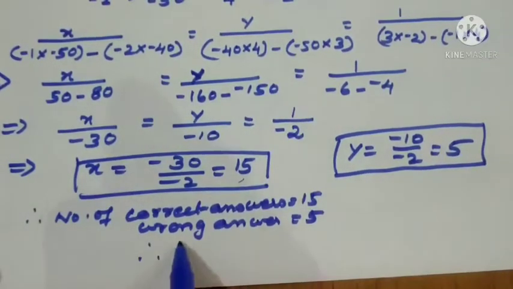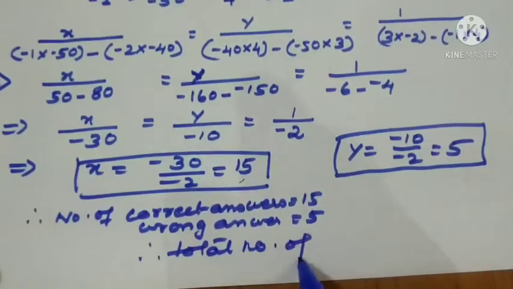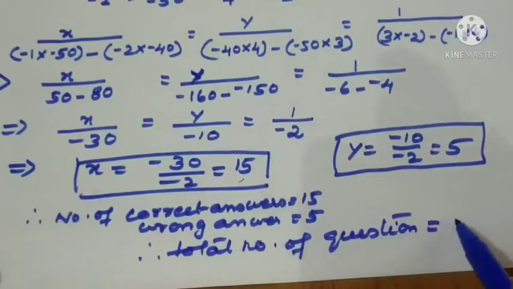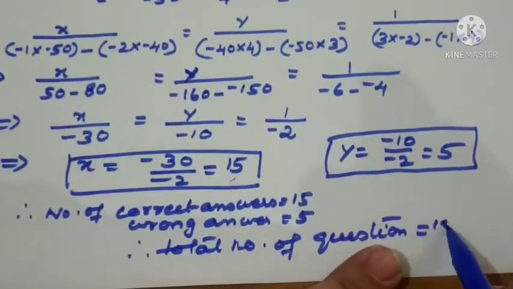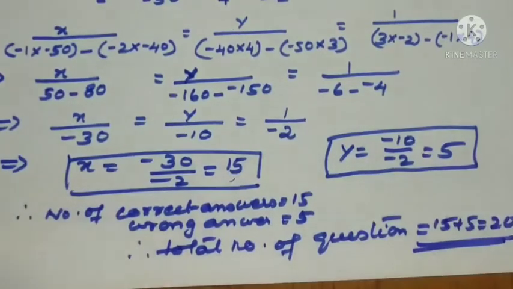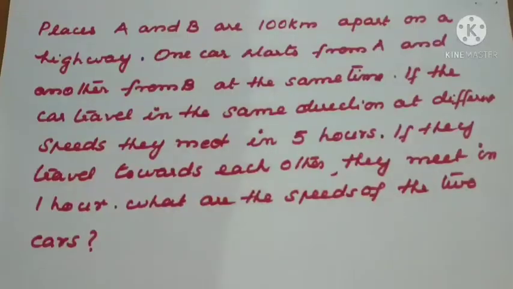Therefore the total number of questions equal to 15 plus 5 equal to 20. So we got the answer. So once again it is a practice for the method of cross multiplication only. I think you got the idea. Still we will do some more sums, then it will be more clear to you.